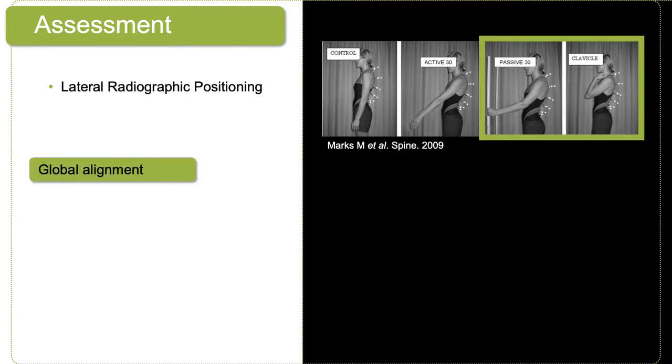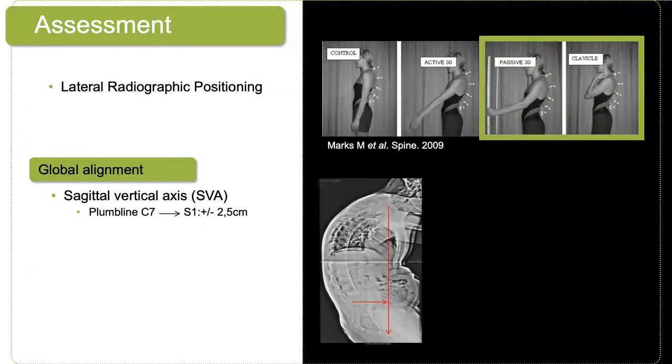The SVA is the horizontal offset from a plumb line dropped from the center of C7 to the posterior superior border of S1, and it's correlated with clinical outcomes. The normal value is plus or minus 2.5 centimeters. When the SVA falls in front of the femoral head, the spine is malaligned. In this example, we have a patient with ankylosing spondylitis with 10 centimeters of SVA, the plumb line falling over the femoral head.